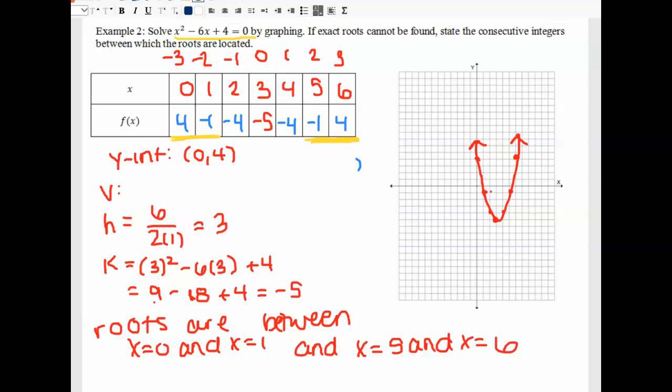So again, it's important to note that not all roots are whole numbers. In the case of this problem, my roots are decimals. If your roots aren't whole numbers, this is an example of a quadratic that is not factorable. So this would be a quadratic that is not factorable. We're going to talk about factoring next week.